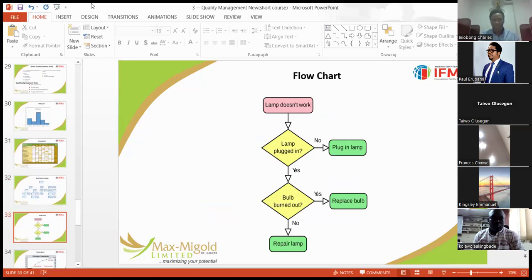So we talked about flow charts, from one step to the other. For example, from the flow chart you are looking at, it says lamp does not work. That is the issue. What is the next step? You check if the lamp is well plugged. If it is not well plugged, you plug it in. But if it is well plugged, you check if the bulb is burnt. If the bulb is burnt, you replace it. But if the bulb is not burnt, it means that you need to repair the lamp. So the flow chart is a qualitative tool which tells you step by step from input to the output of the issue.